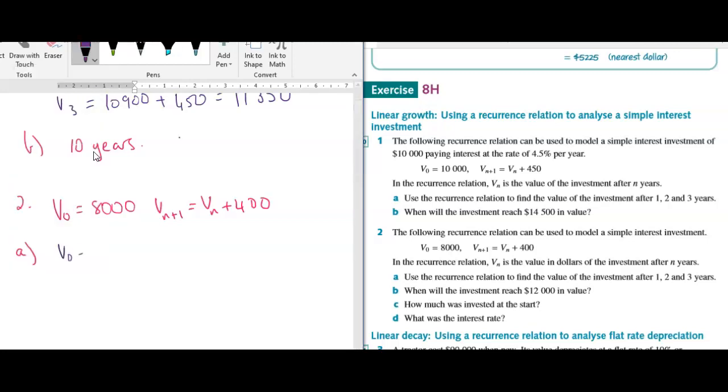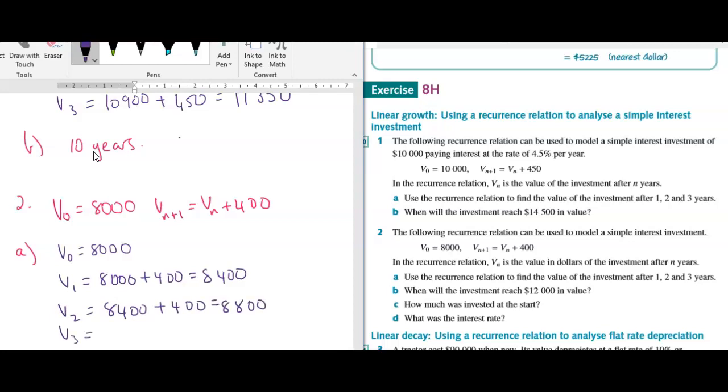So V0 is 8,000. V1, the previous value plus 400, so 8,400. V2, previous value, adding on another 400, so 8,800. And V3, previous value, add on 400, so we get 9,200.